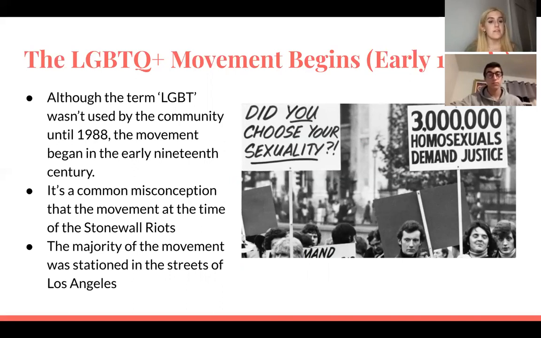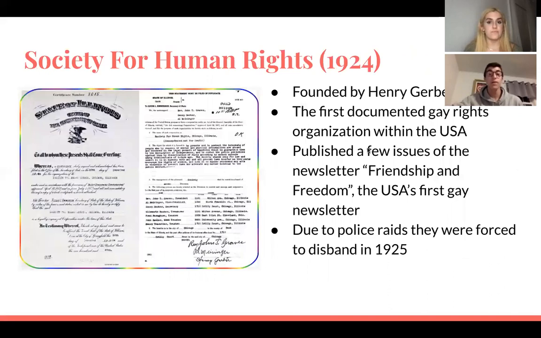It's a common misconception that the movement began at the time of the Stonewall Riots. It actually began on a movement in the streets of Los Angeles. So it all begins in 1924 with the Society for Human Rights.